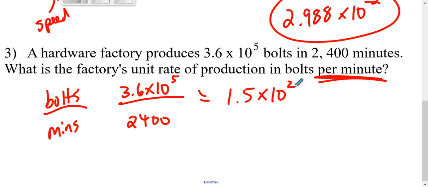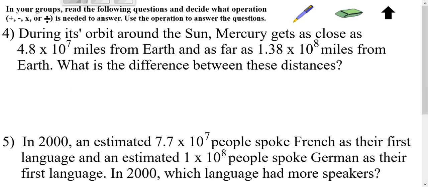That's how many bolts it can produce in 1 minute. Number 4, during its orbit around the sun, Mercury gets as close as 4.8 times 10 to the 7th miles from Earth, and as far as 1.38 times 10 to the 8th miles from Earth. What is the difference between these distances? Pretty straightforward what operation they want you to use.